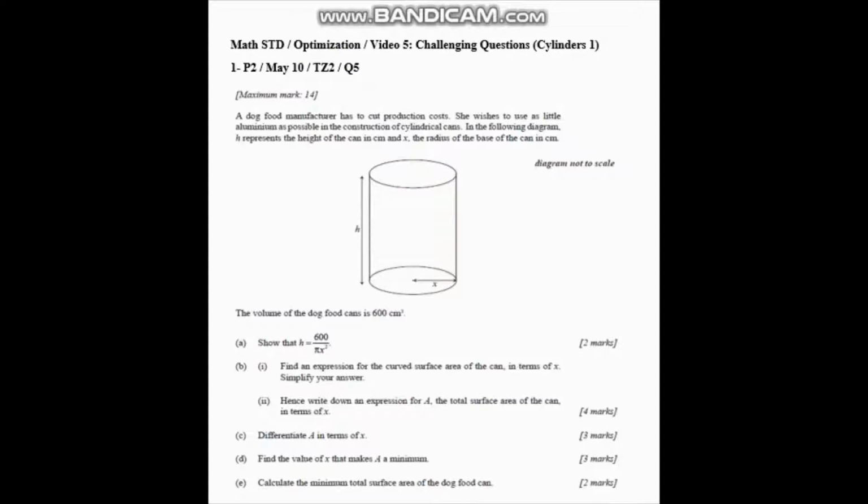Next, I'm required to find the value of x that makes a minimum, and the value of x that minimizes a is found by setting a dash to 0. So if a dash equals 0, I can find x, and this value of x is the value that minimizes the a.